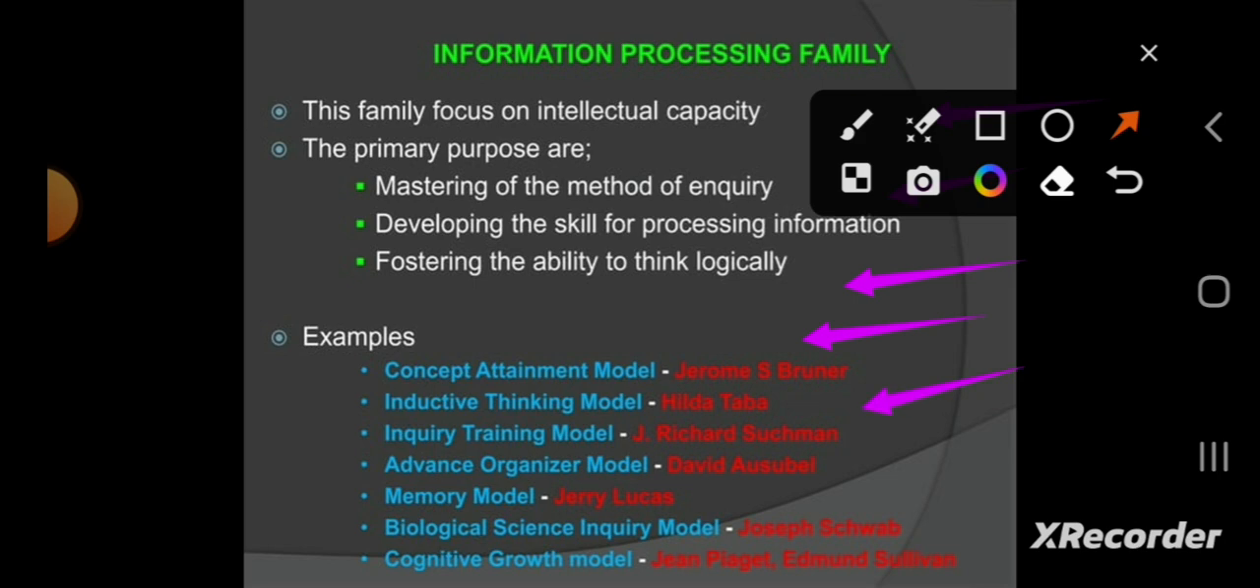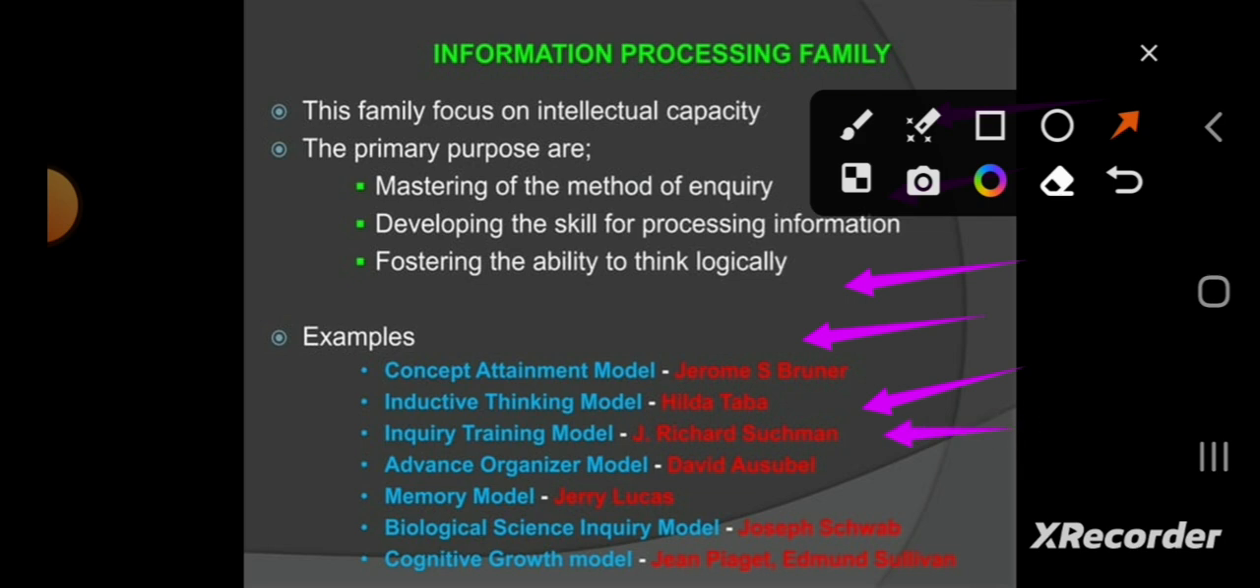Inductive Thinking Model, Hilda Taba, focuses on developing students' ability to make generalizations based on specific observations or data. It encourages inductive reasoning by guiding students to derive broader principles from detailed examples.